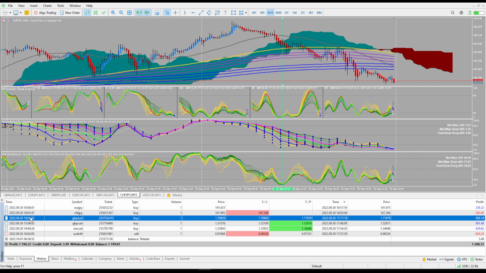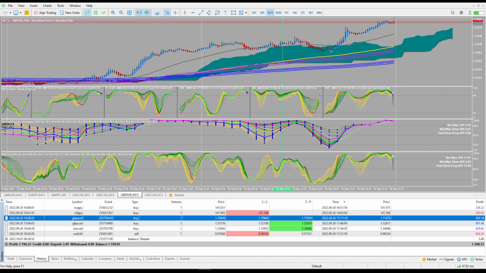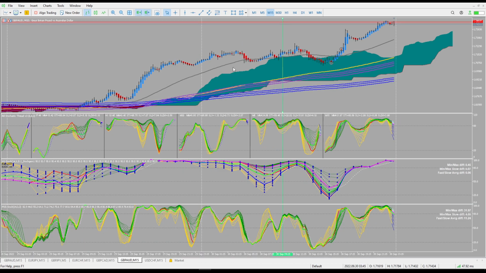So pound Aussie. So now pound Aussie, a similar trade at a similar time actually. So as you can see here, H1, we had the fast lines all oversold, M15 also oversold, and we can look at the larger picture. H4 has been overbought for a while, it's all the way up there. Daily is moving up strongly, so we are expecting that to continue.